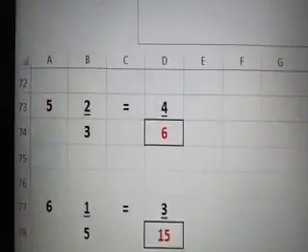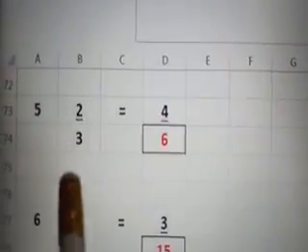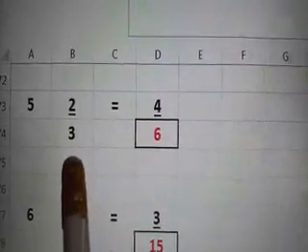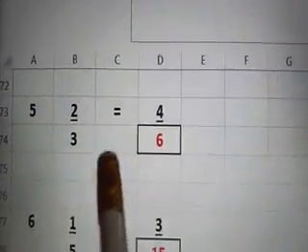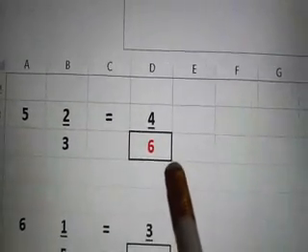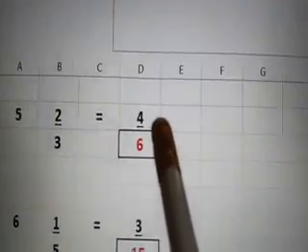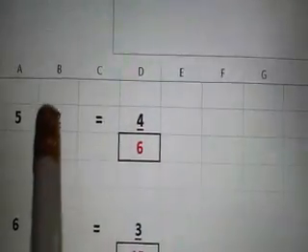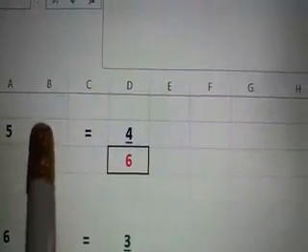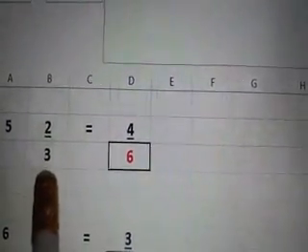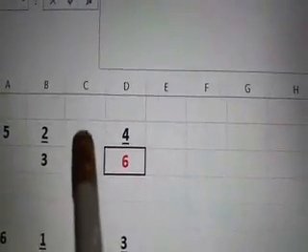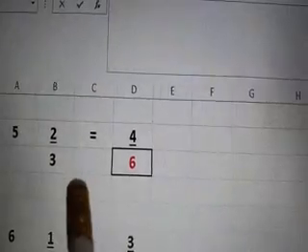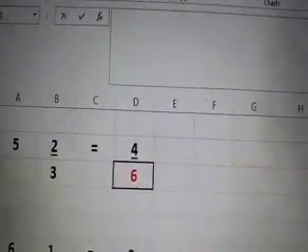Now take fifth part. 2/3 equal to 4/dash. Here you have to find the missing denominator. What you will do? You will divide 4 by 2. You will get 2. And you will multiply 3 into 2. You will get 6. 2 into 2, 4. 3 into 2, 6. So the fraction is 4/6. In the same way, you will do all parts.